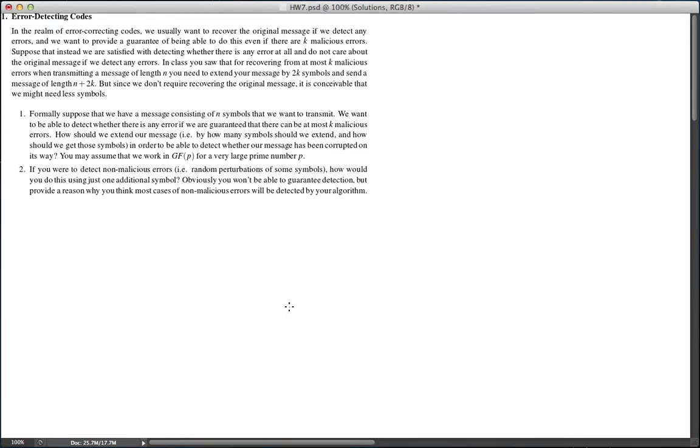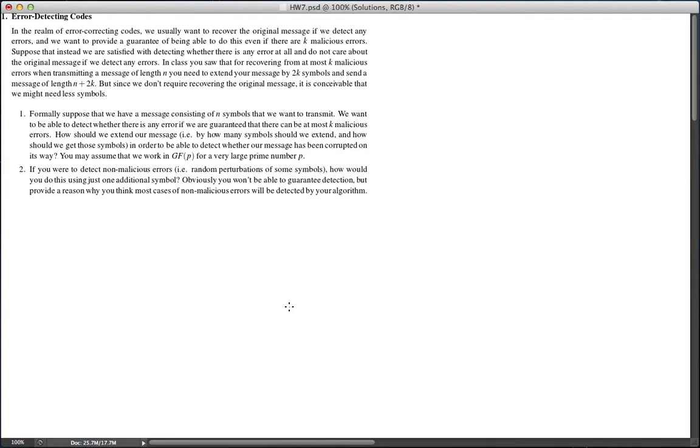Okay. So for part 1, we are asked to come up with a method that can detect at most k malicious errors. Now, one thing that I want to point out is that malicious errors are errors that can happen at any point, and our method should be able to detect them if they occur at any point.